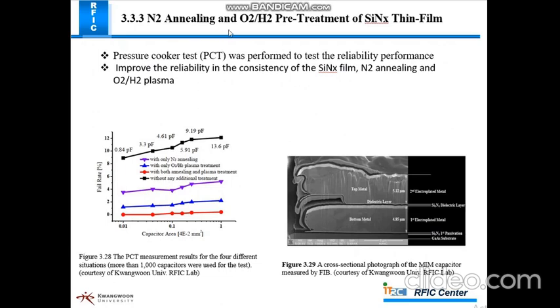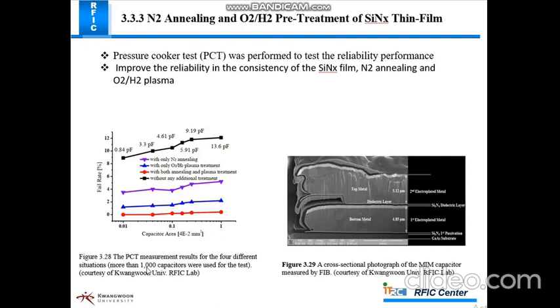Nitrogen annealing and oxygen and hydrogen plasma pre-treatment of silicon nitride thin film. In this case we can use a pressure cooker test for reliability performance, and it also improved the consistency of the silicon nitride film by using nitrogen annealing and oxygen and hydrogen plasma.